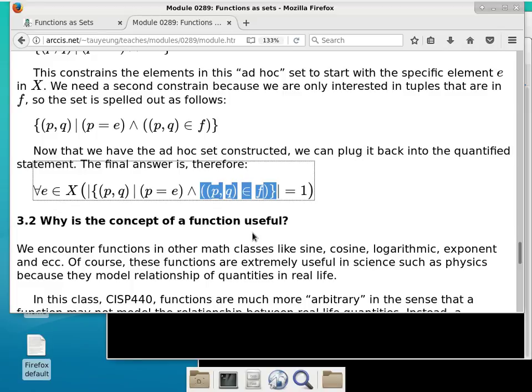Are we doing okay so far? So we're constructing a set. Yep. So the PQ tuple is an element of X cross Y because F is X. Oh, we are not interested in X cross Y because we're only interested in F because of this requirement. For P equals E, could you also just say P is an element of X?